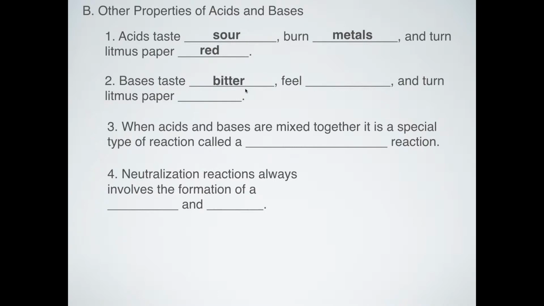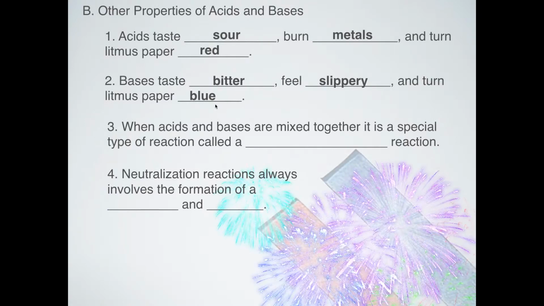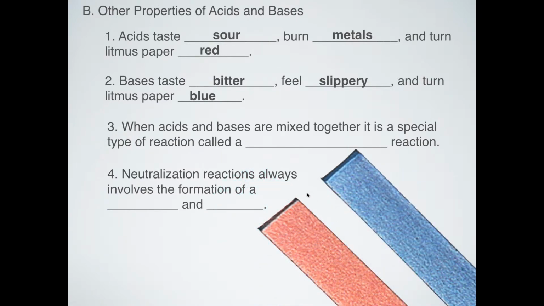Bases taste bitter. They feel slippery. By the way, they don't burn through metal, but they still burn through skin. So strong bases are actually pretty hazardous to humans. And they turn litmus paper blue. In case you don't know what that means, litmus paper looks something like this. And when it turns red like this, that means it's an acid. When it turns blue like this, that means it's a base.